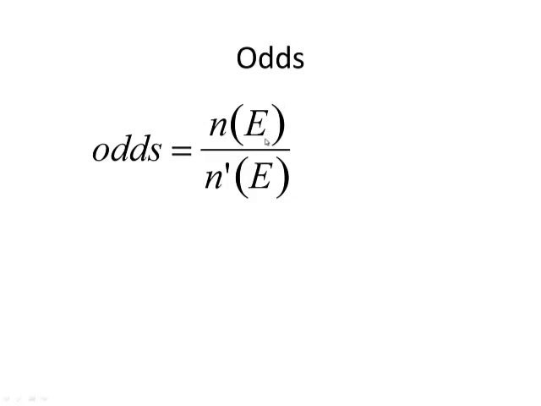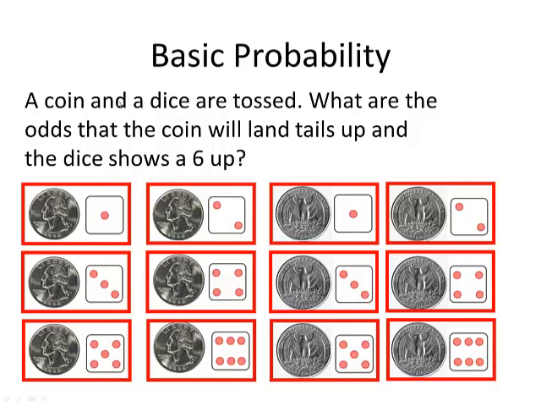Odds. Now odds is almost the same as the probability, except odds is what you want by what you don't want. So looking at the same problem that we just did with the probability, but now we're going to talk about odds. What are the odds of the coin landing tails up and the dice showing a 6? So same thing here. It's 1 out of my 12, but it's 1 that I want and 11 that I don't want. So that's odds versus probability.